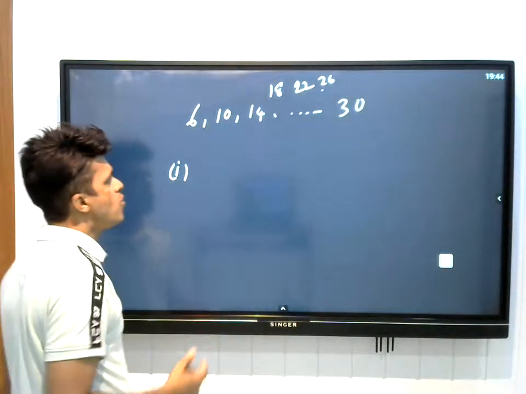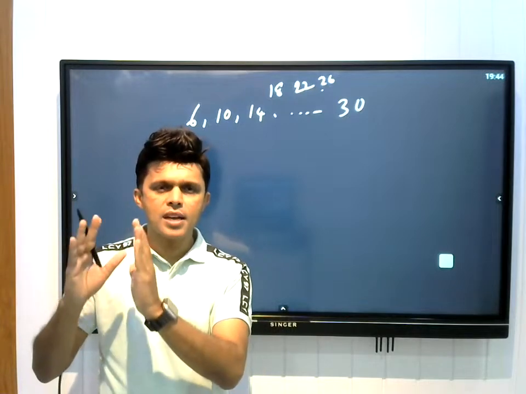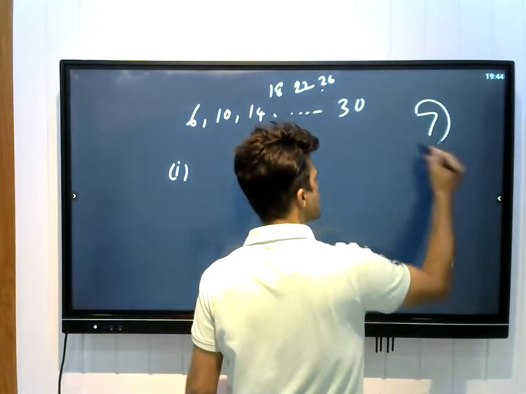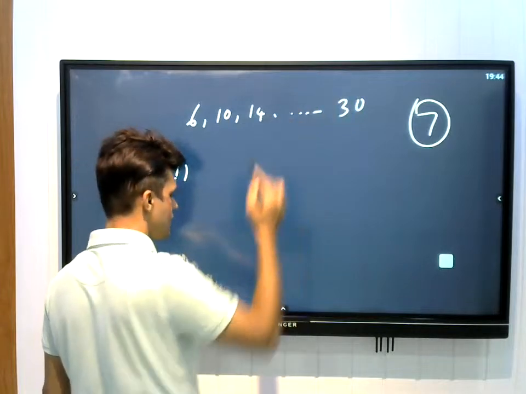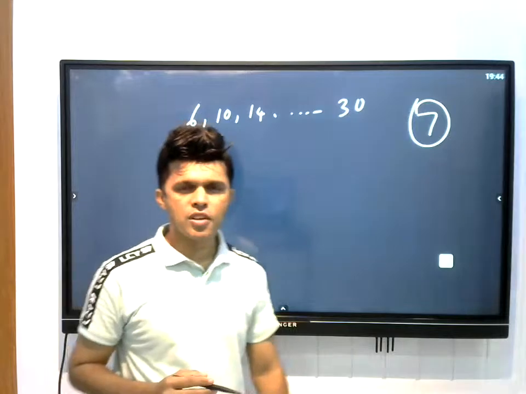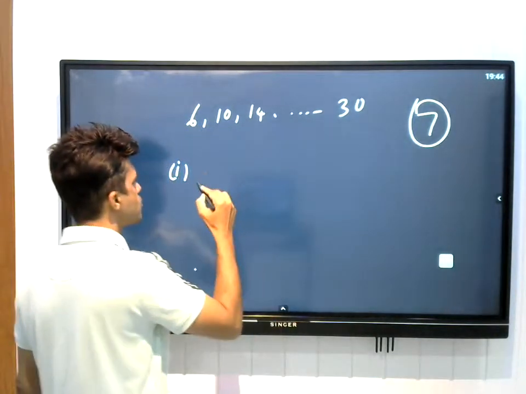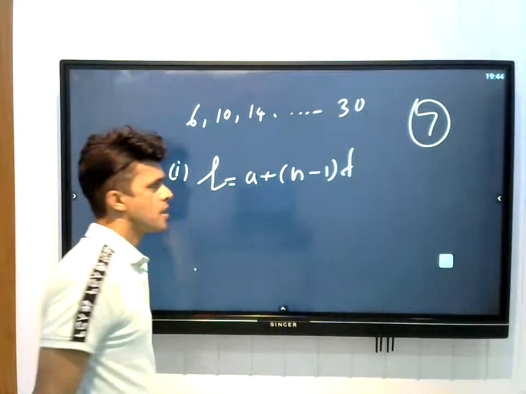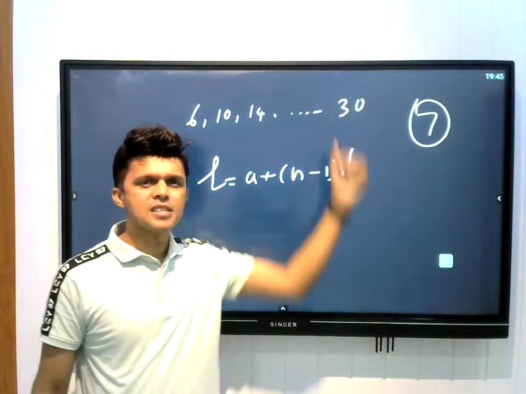So, how can you get these 7 terms mathematically? You need to get the number of terms of this progression mathematically. To get it, you are able to use the formula L equals a plus n minus 1 times d, which means which term is 30?